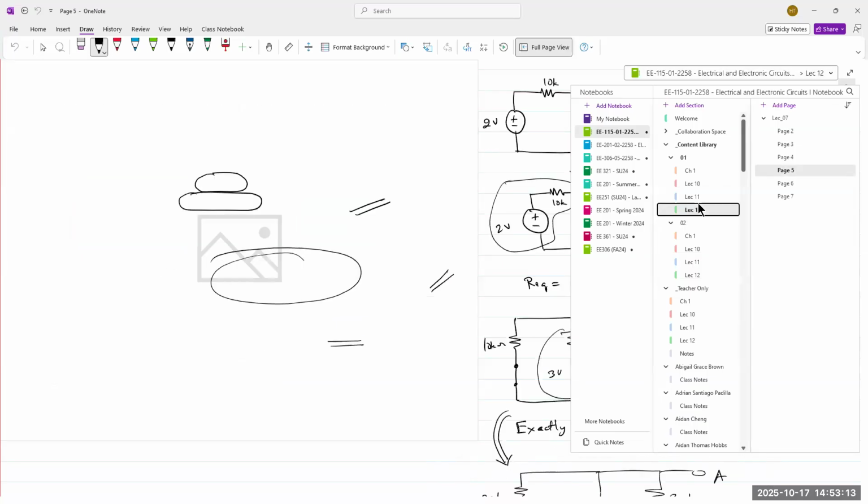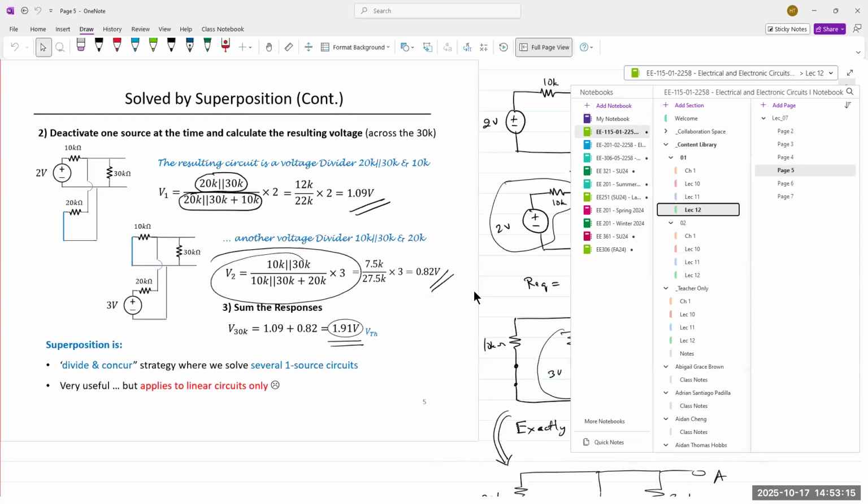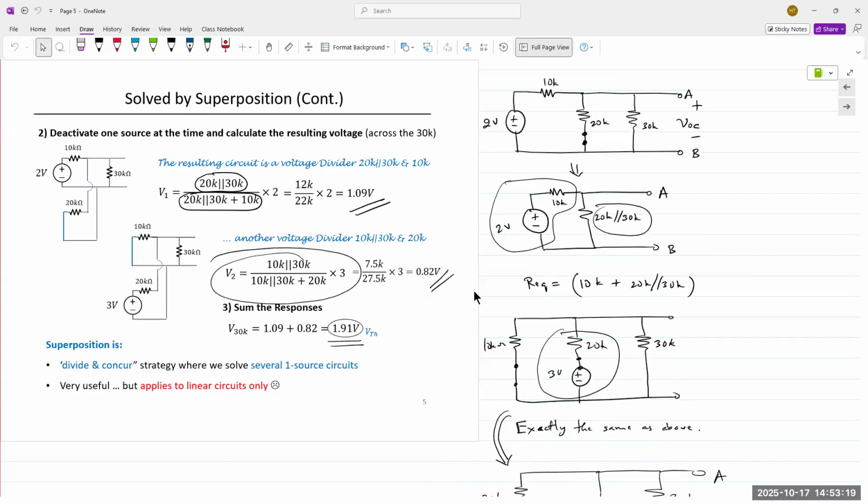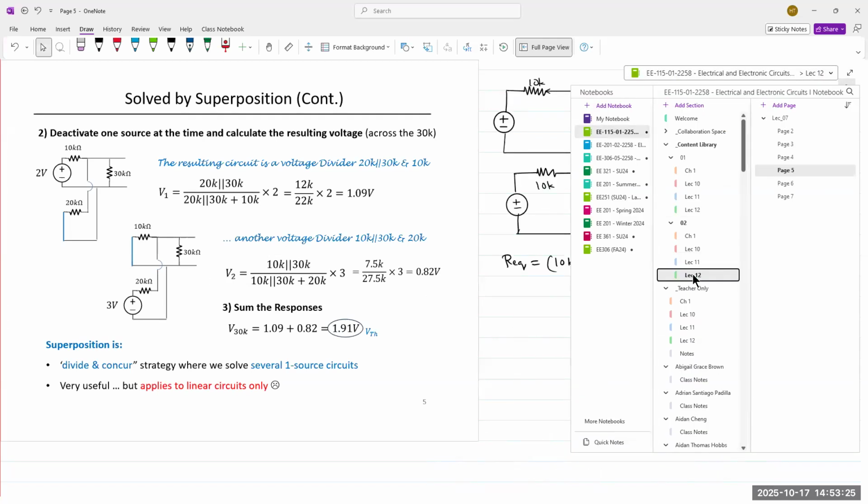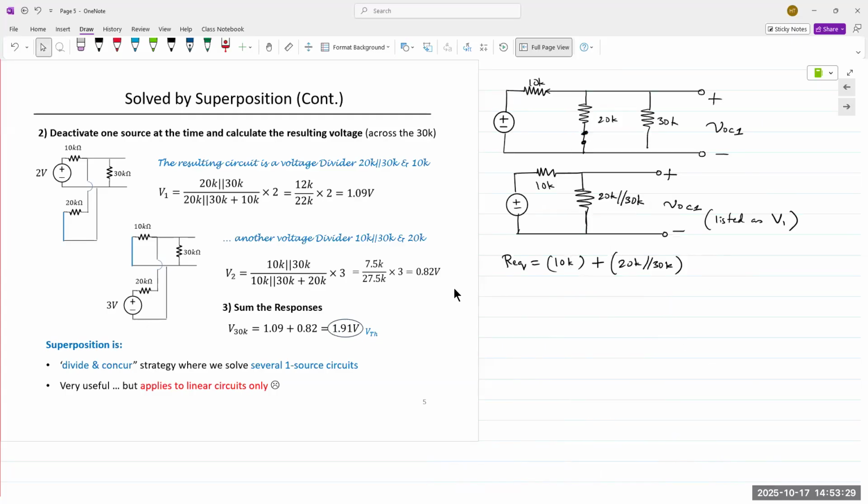All right. Okay. Let's see, voltage divider. Any questions?